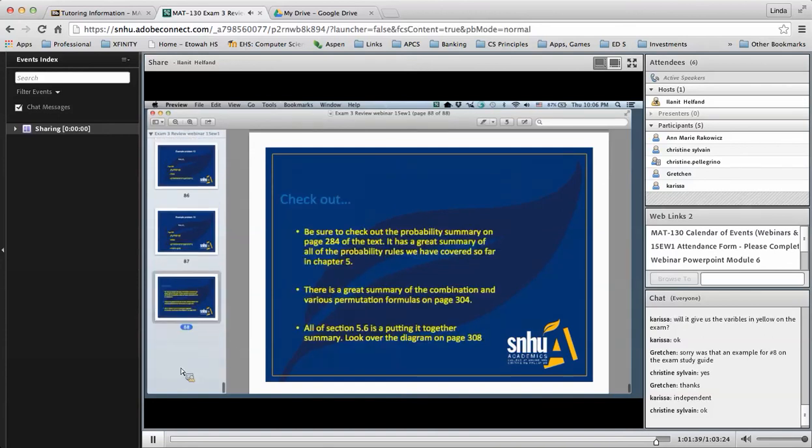Okay, and here are some things in the textbook to check out. There's a probability summary on page 284, which summarizes all the rules. There's a summary of permutations and combinations on page 304. And in section 5.6, it takes all these ideas and puts them together. There's a diagram that helps you figure out which formula to use in which situation, and that's on page 308. So these are just some things in the textbook to check out.